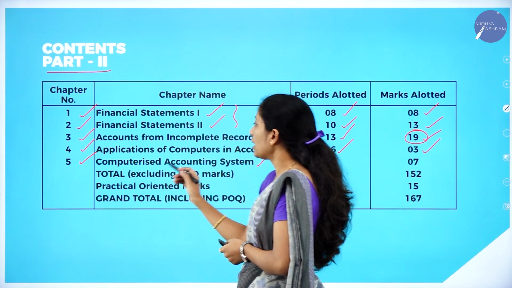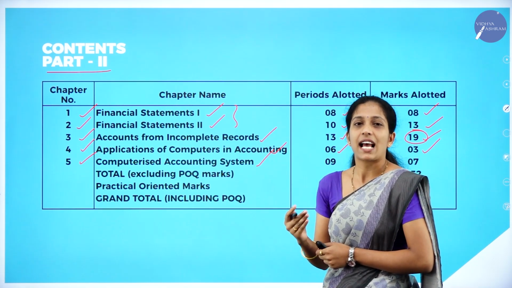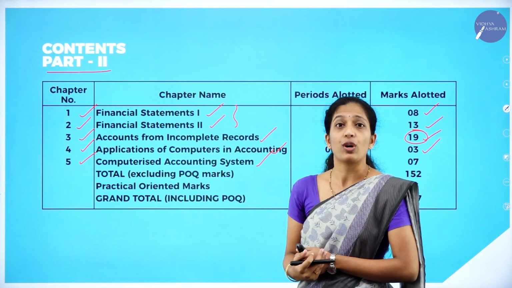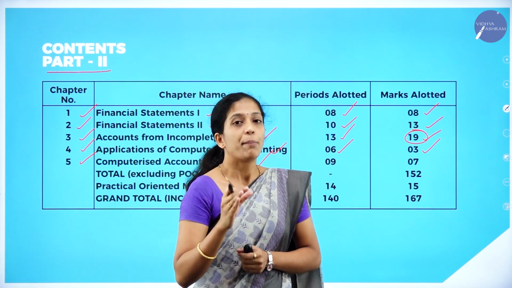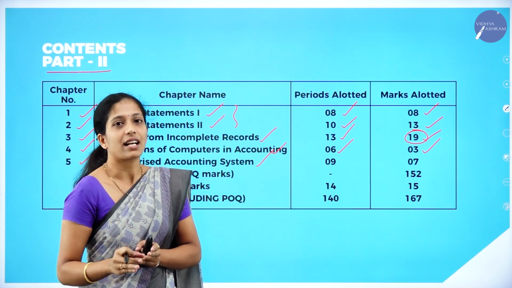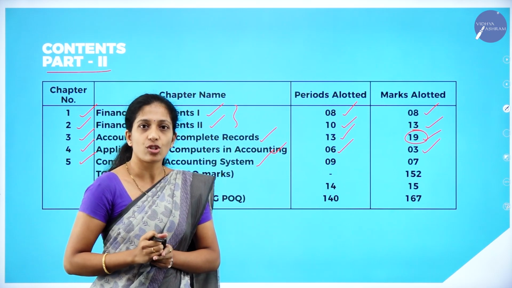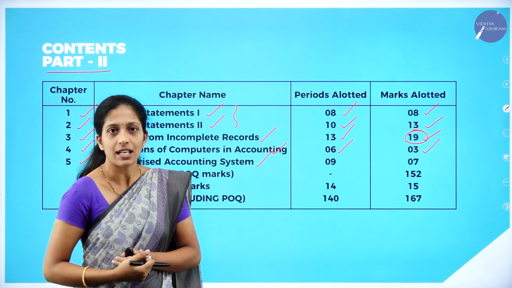Next, fifth chapter, computerized accounting system. As I told you, in recent days, as the technology has improved, in accounting also they are using computers. So, by using the computers, how is this accounting being conducted? What is the importance, or what are the advantages, of using the computer in the accounting system?